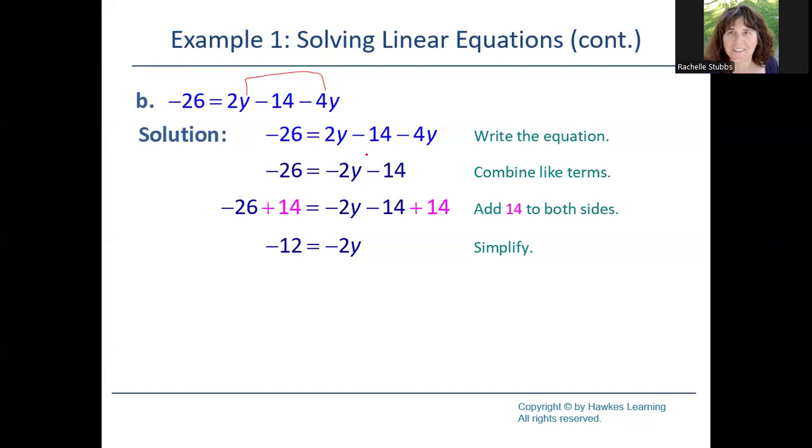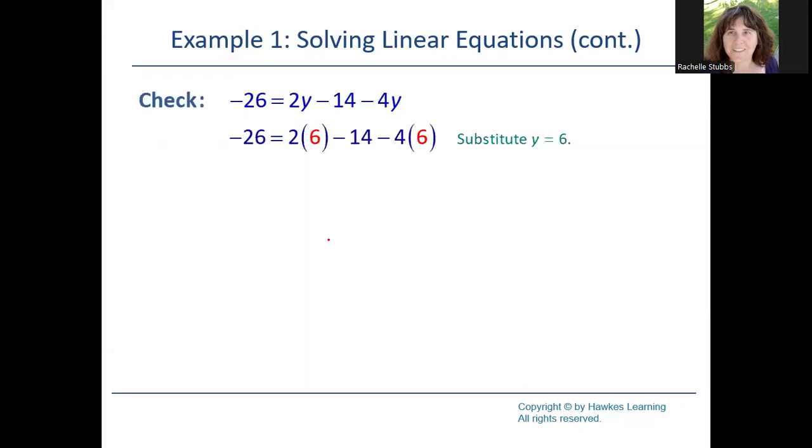And now I'm going to divide so that the coefficient in front of y is a positive 1. Well, to do that, I have to divide by a negative 2. Negative 2 on both sides. Negatives divided by negatives make positives, so 6 equals y. And then fourth step, check it. If it turns out that it's true, we have done it correctly.